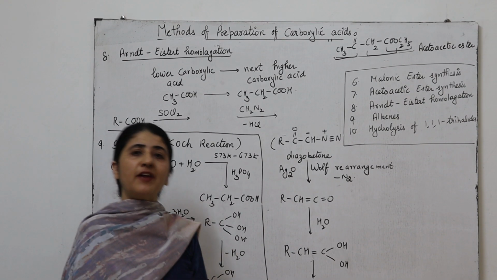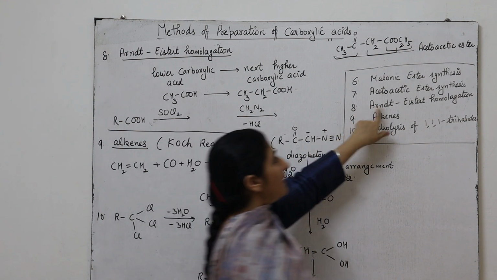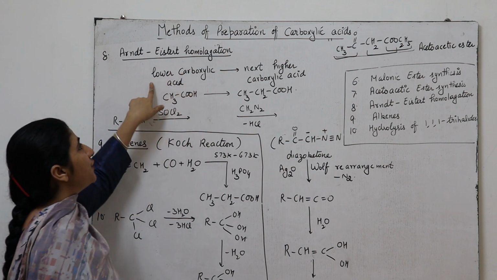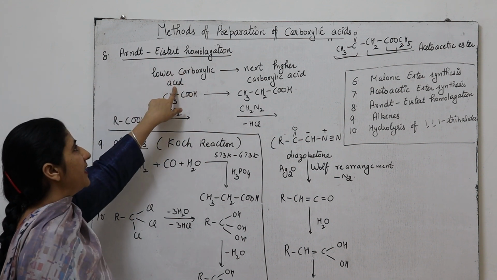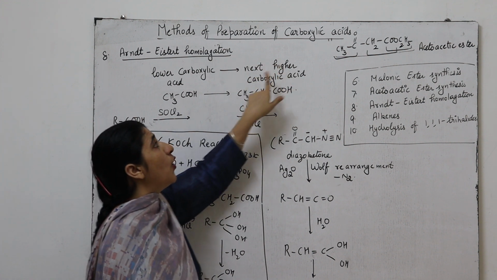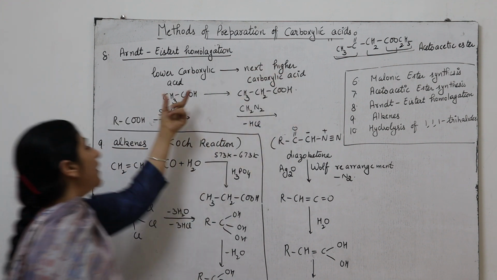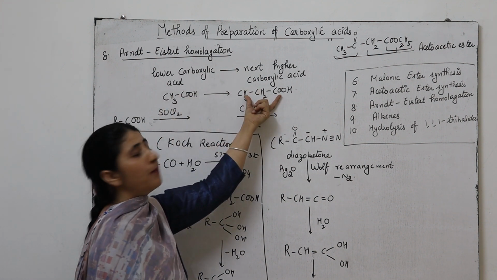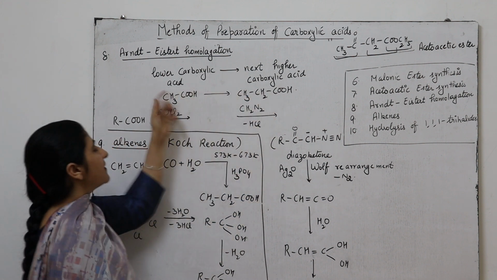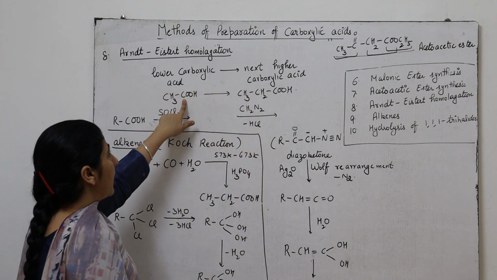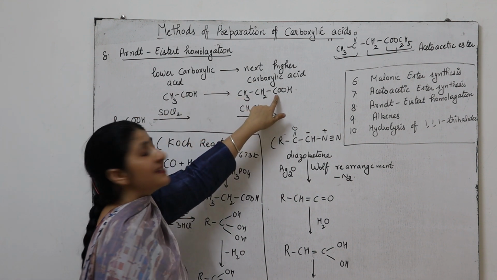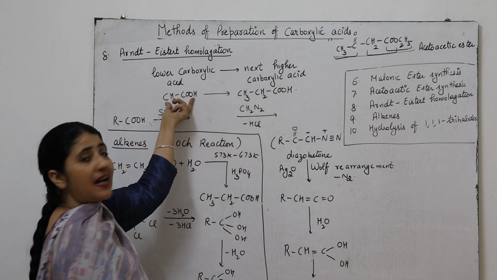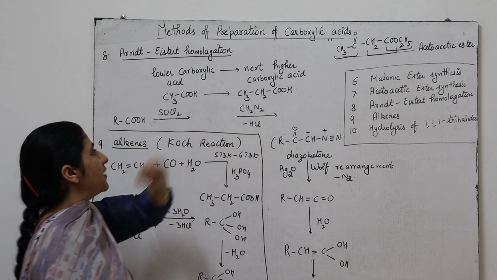The next method of preparation of carboxylic acid is known as Arndt-Eistert homologation. This reaction is used for converting a lower carboxylic acid to the next higher homolog carboxylic acid. It means if the main reactant is acetic acid, then acetic acid is converted into propanoic acid. Acetic acid contains 2 carbon atoms, whereas propanoic acid has 3 carbon atoms. It means this is a higher carboxylic acid as compared to the starting carboxylic acid. So how does it actually take place?